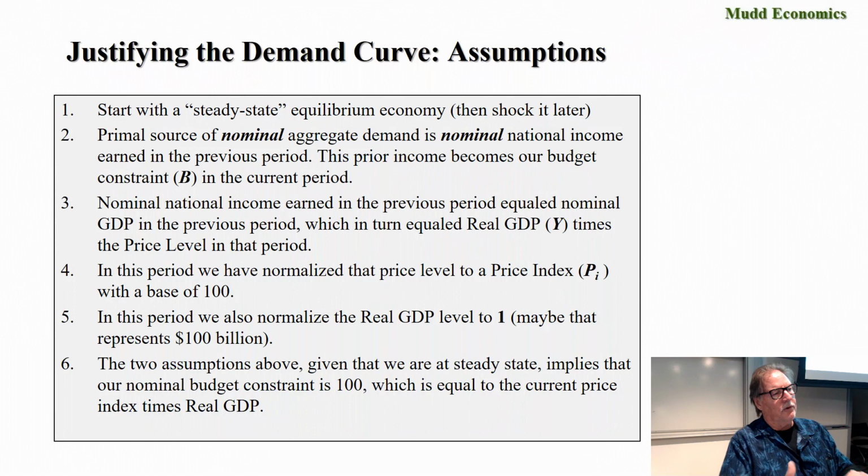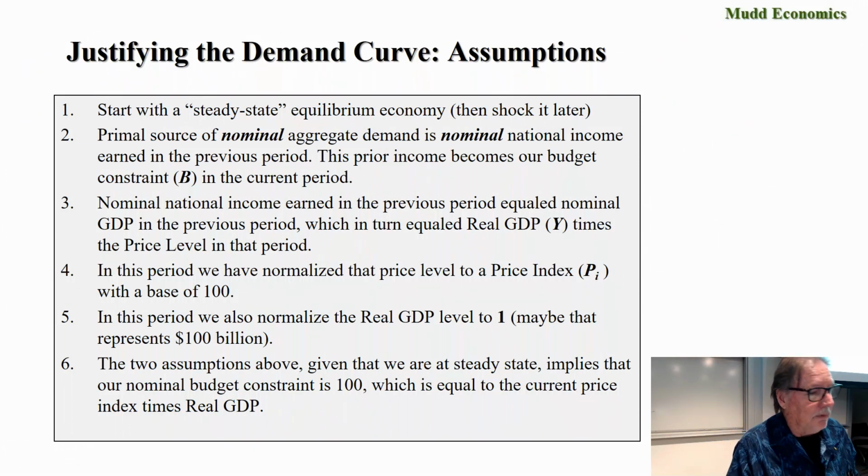If you ever see a math version of the microeconomic model, the downward slope of the demand curve is due to the fact that the consumer has a static budget and must allocate spending among all choices made. And the higher the price of everything, the less you can buy, hence the downward slope of the demand curve. So in our model, we say that nominal national income earned in the previous period equaled nominal GDP in the previous period. So this, again, is kind of a Say's law style assumption, like the one I talked about the other day, which in turn equaled real GDP, Y times the price level in that period.